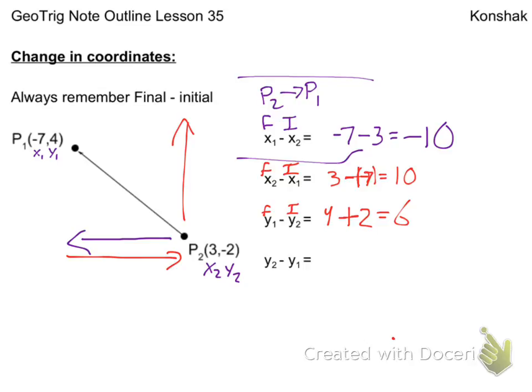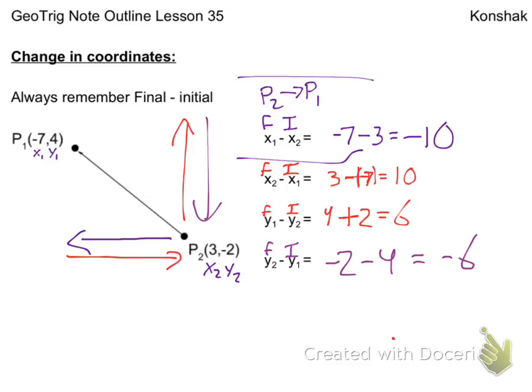Now, if I switch it around, now my final point is y2 while my initial is y1. That means I'm starting at point 1 and traveling to point 2. It means I go down. So that'd be negative 2 minus 4, which is negative 6. You notice, again, they are the same value, but one of them is a positive change and the other one's a negative change.